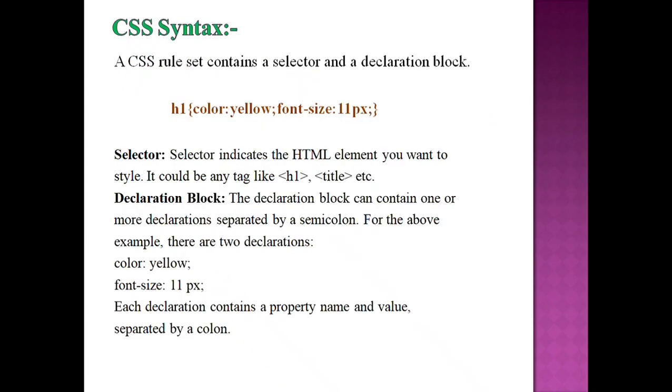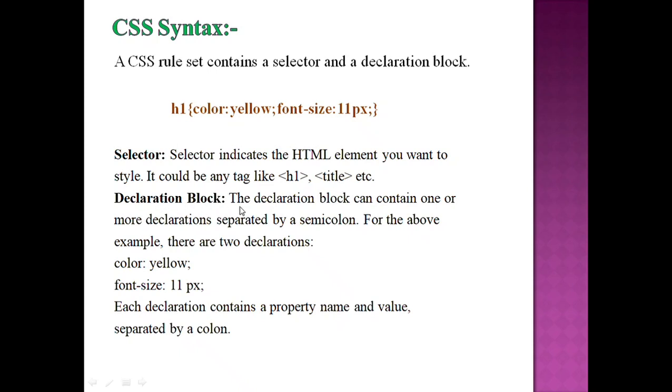Now let us see a simple CSS syntax. A CSS rule set contains a selector and a declaration block. Let me explain it to you with the help of an example given in the slide. Selector: the selector indicates the HTML element you want to style. It could be any tag like h1, title, etc.